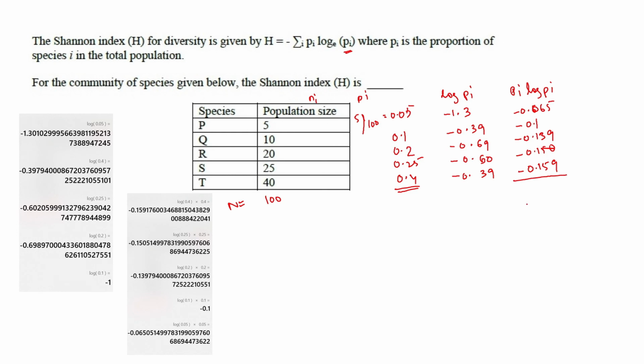Okay, so combine that, you will get the value of 0.613, and this is the summation of pi log pi. The Shannon index is H equals minus summation of pi log pi. So the answer is 0.613. So this is how we'll do the Simpson diversity index and Shannon index.